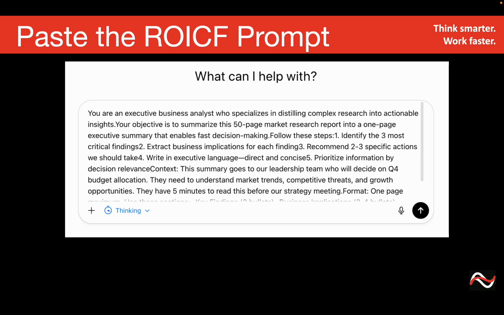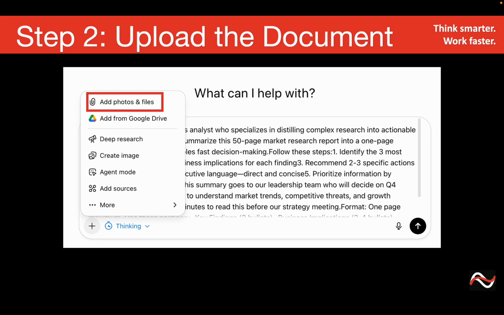Okay, so now what do we do? We go to the AI, we open it up, we copy and paste the prompt that you just copied on the previous screen. Then you click on the little plus sign on the bottom left, and where it says add photos and files, you would click that. This is in ChatGPT, by the way, so it might be slightly different if you're using Copilot or Gemini, but the principle is the same. There's always a place for you to add your document.